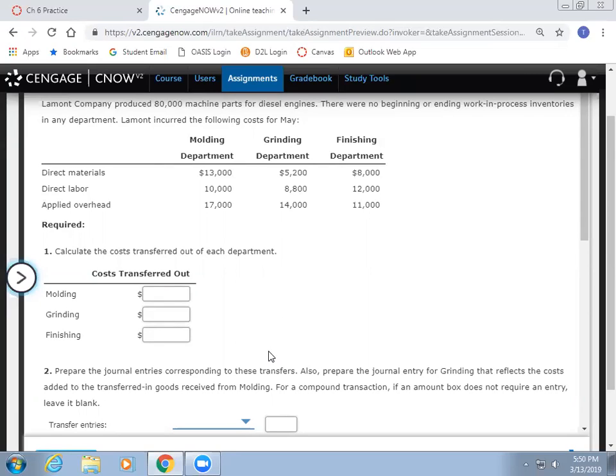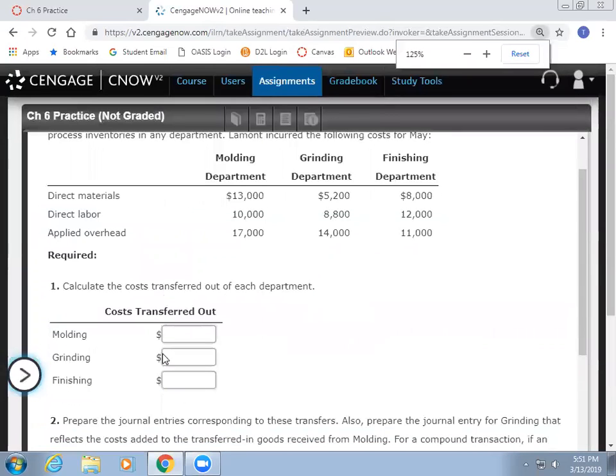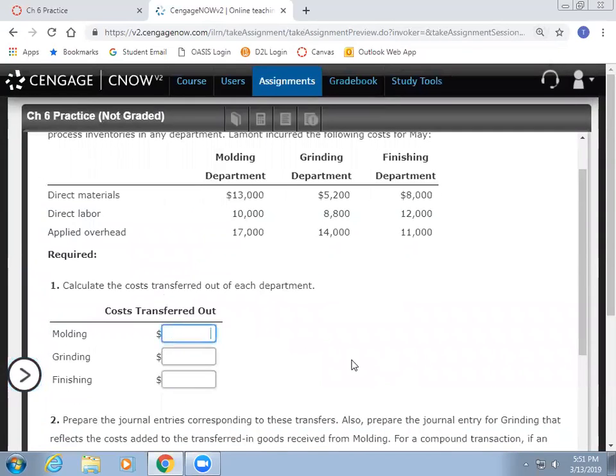So for molding, all of the costs, these are the only costs, and they're all transferred out. Okay, so there's no ending work in process. So for the month of May, everything that was in molding gets transferred out. So how much total costs get transferred out of molding? 40,000, good. We just add up materials, labor, and overhead.